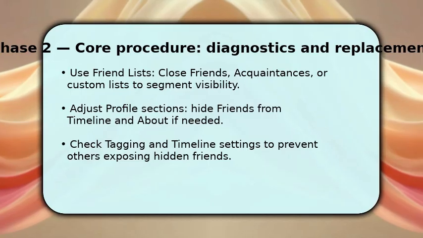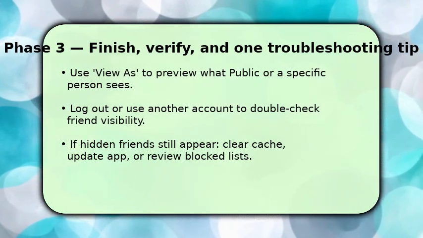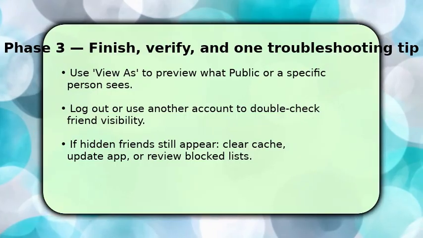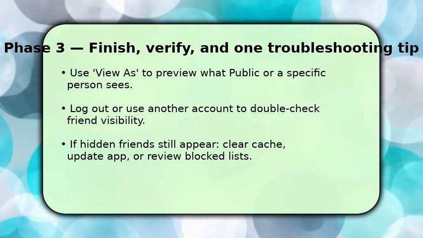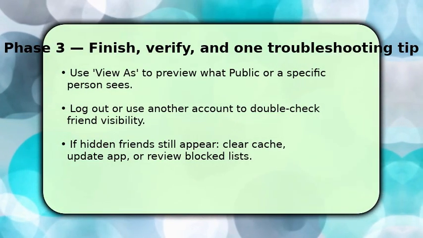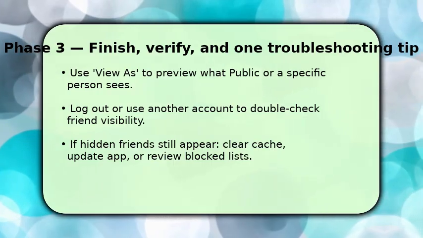Use View as to preview your public profile and a specific person's view so you see exactly what others see. Once done, log out or open a secondary account to double-check friend list visibility on both desktop and mobile.